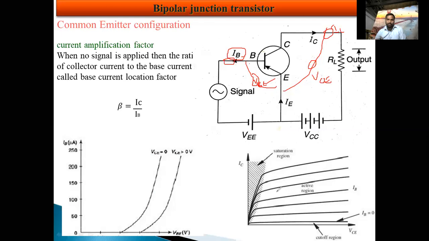Using this almost constant value of IC and IB. Now before this value, this region is the saturation region, this region is the active region, and suppose IB is equal to 0, even then we have an IC value due to the minority charge carriers, that is the leakage current. This region is the cutoff region.